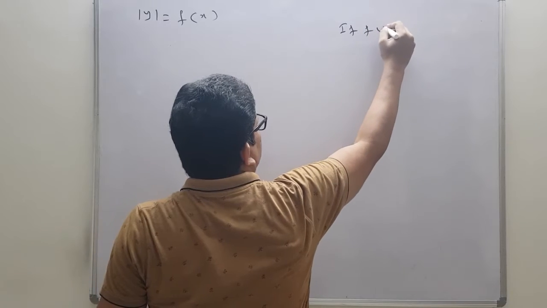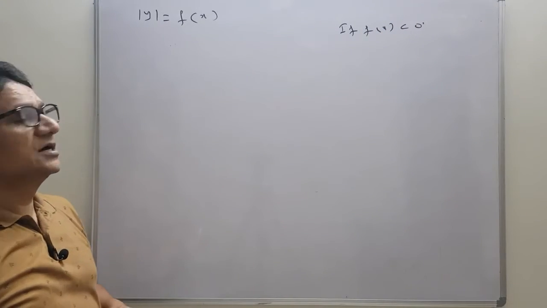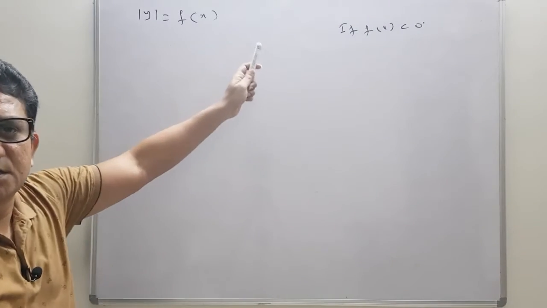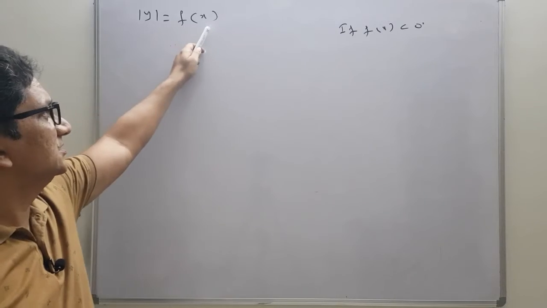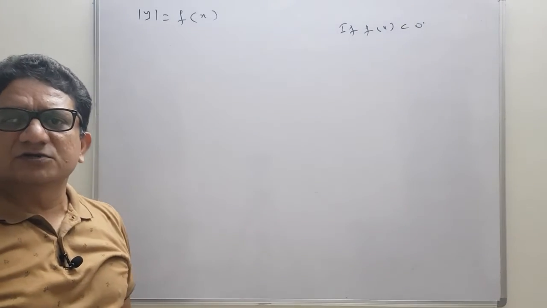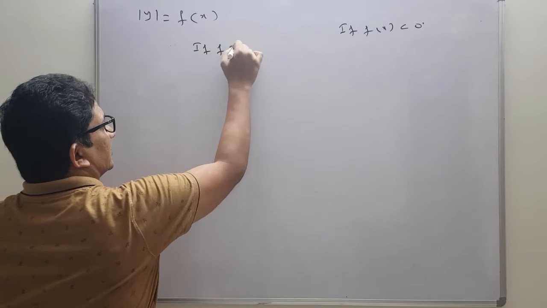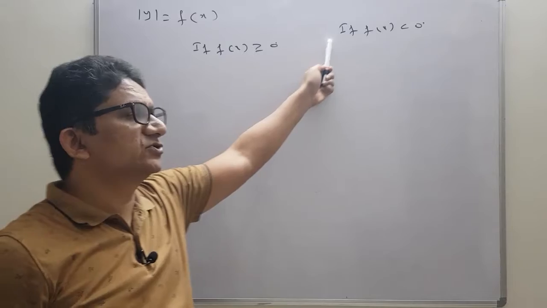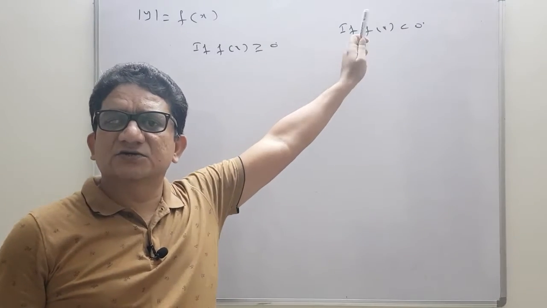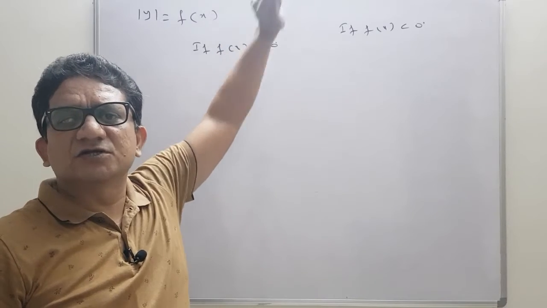So there won't be any case if f of x is less than 0, because then modulus of y cannot be defined. The graph can be drawn only when f of x is positive or equals to 0. So the condition should be f of x is greater than or equals to 0. F of x less than 0 won't come here because modulus of y is always positive.